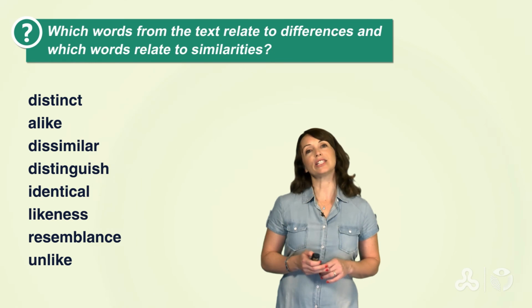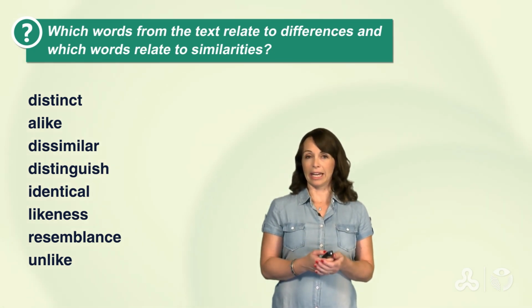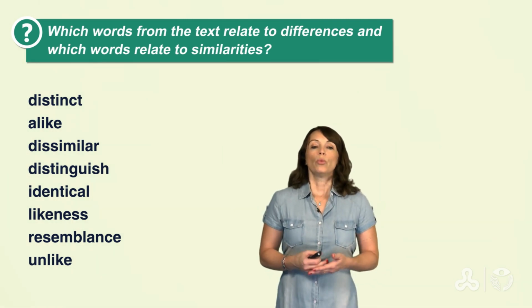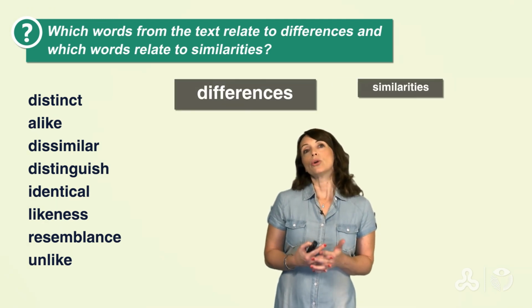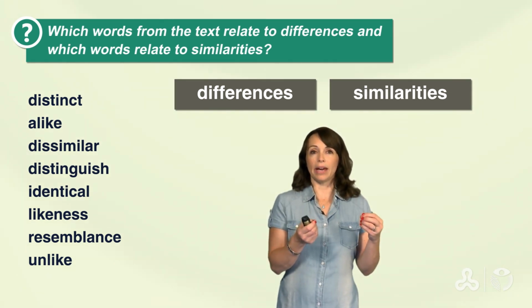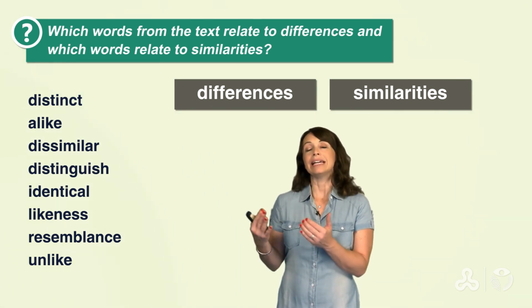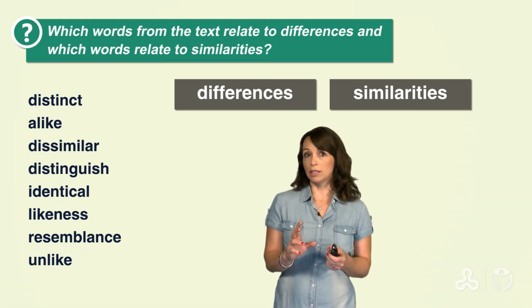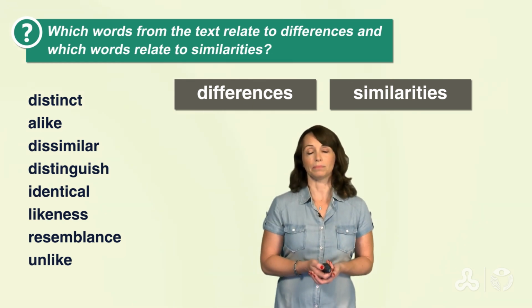Okay, so now we get to some important vocabulary. כן, לאוצר מילים שיהיה חשוב בשביל קריאת הטקסט שלנו. So, which words relate to differences and which words relate to similarities? So we're going to be focusing on differences. אנחנו נתמקד בהבדלים, okay? And we're going to also focus on similarities, הבדלים ודמיון, כן? כי אנחנו מדברים פה על תאומים זהים ועל תאומים לא זהים, גם את זה יש. Okay, so now let's look over the list of words.